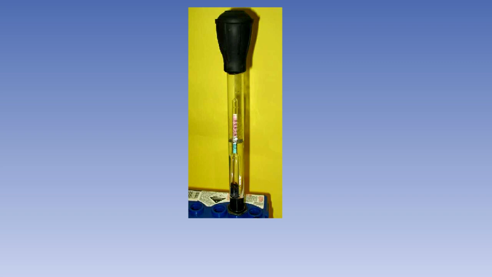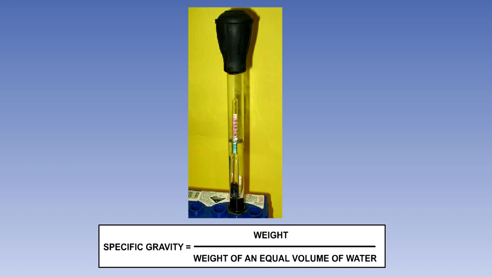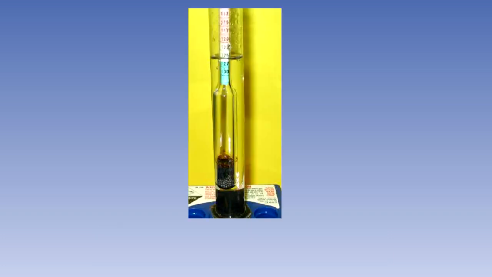The state of charge of a lead-acid cell can be determined by measuring the strength of the electrolyte solution. This is done with a hydrometer, which measures the specific gravity. The specific gravity of a liquid is defined as its weight divided by the weight of an equal volume of water. A fully charged cell will have a specific gravity of 1.27.